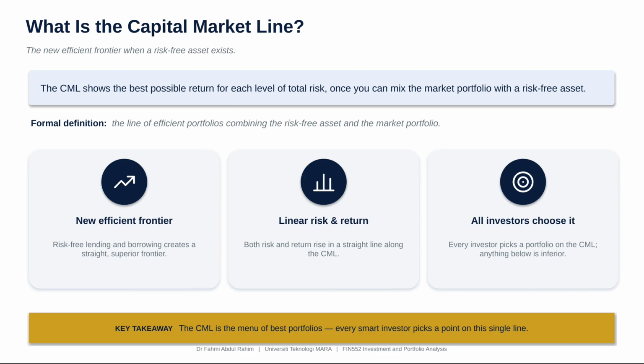So what exactly is the capital market line? The plain idea, in the blue box, is that the CML shows the best possible return you can earn for each level of total risk, once you are allowed to mix the market portfolio with a risk-free asset. The formal definition is short. The CML is the line of efficient portfolios that combine the risk-free asset and the market portfolio. 3 features in the cards explain why it matters.